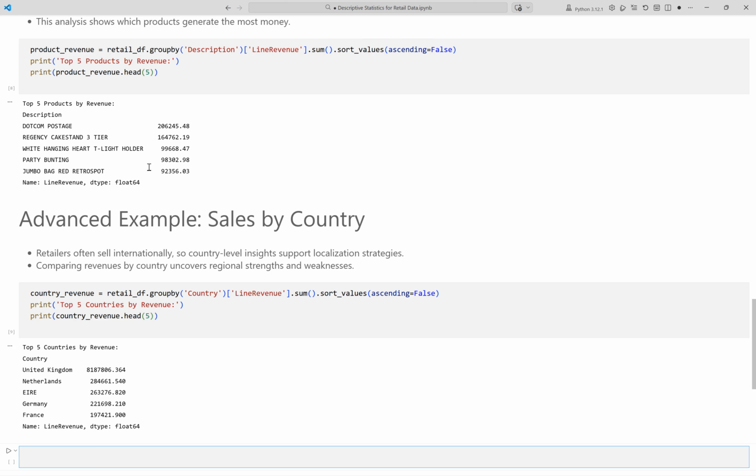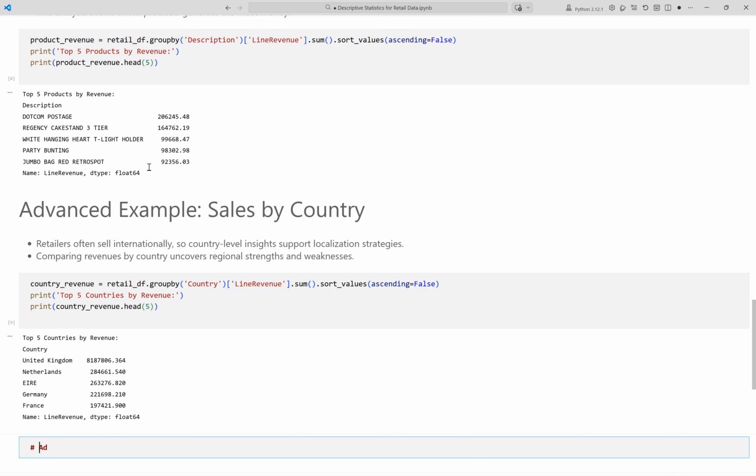Notice that the United Kingdom vastly outsells other countries, signaling it as a key market, while the steep drop after that suggests where localization efforts might be most impactful. This confirms how grouping and summing by country reveal critical regional revenue differences for targeted sales strategies. Practice: which countries are below average? Could you target them for growth?